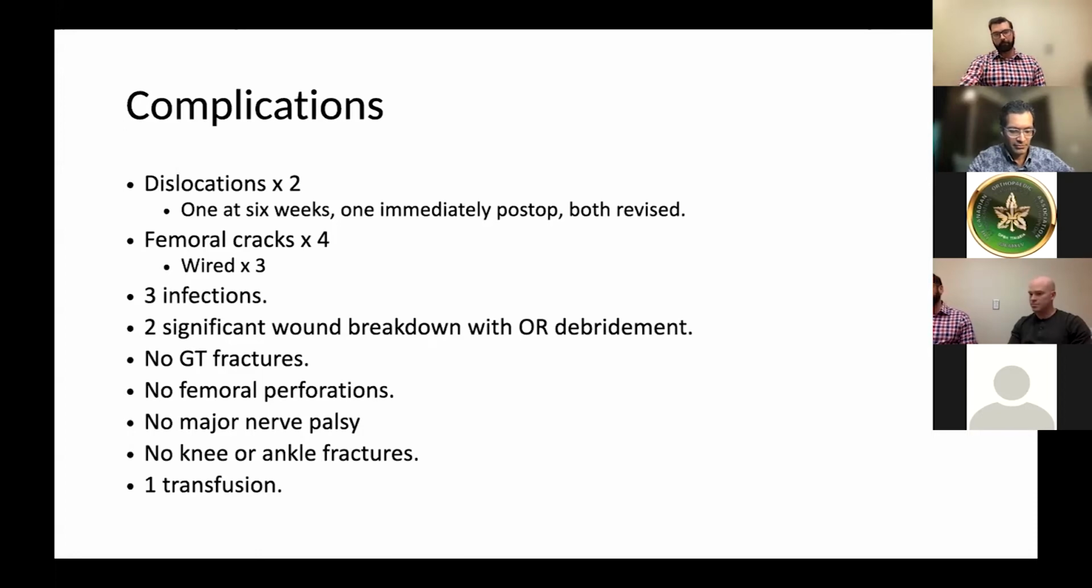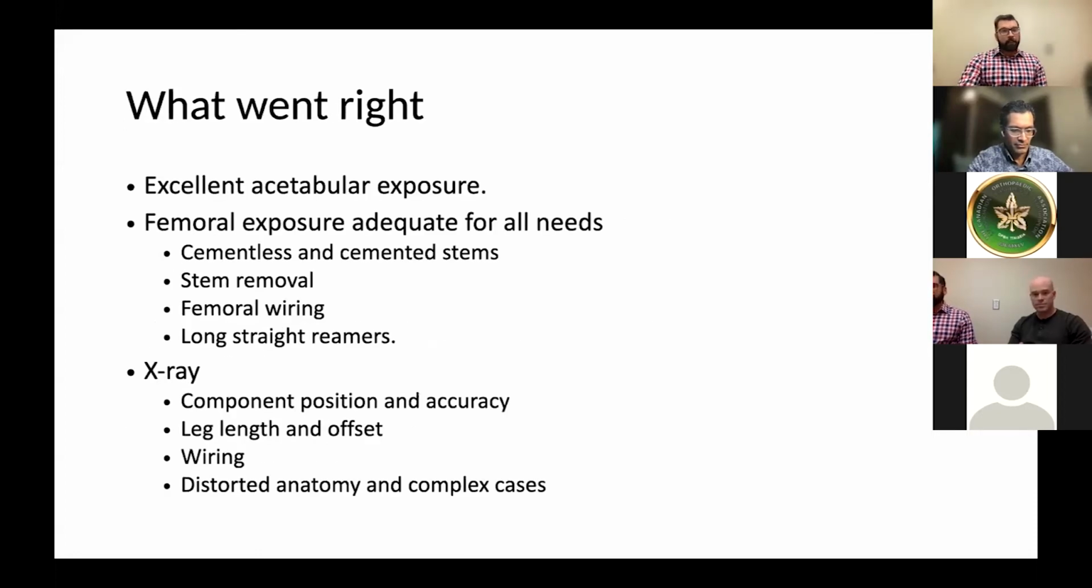So it's hard to forget most of these. In terms of what went right or what we like about this, we noted right from the start an excellent acetabular exposure, really very good. Femoral exposure at this point especially has really been adequate for everything that we have ever needed. We cemented stems, we use cementless stems, we use relatively long stems like a Corail, we use short stems like an Actis and others. We've been able to wire.